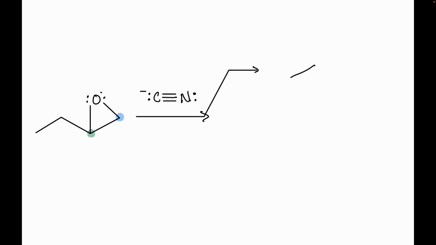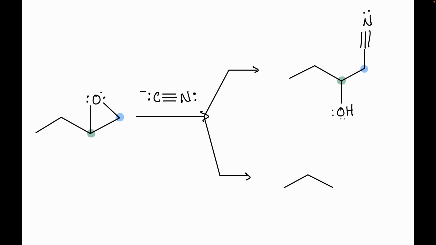On the one hand, I can attach it onto that blue carbon. And then that OH group would be on my green carbon. Or I could swap them. I could have my nucleophile on that green carbon, and my OH group on the blue carbon.